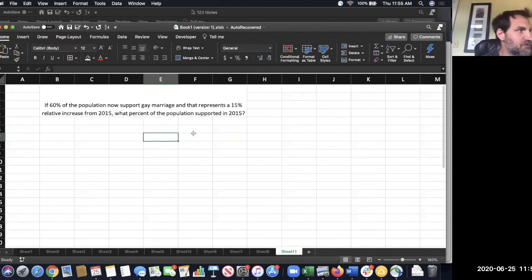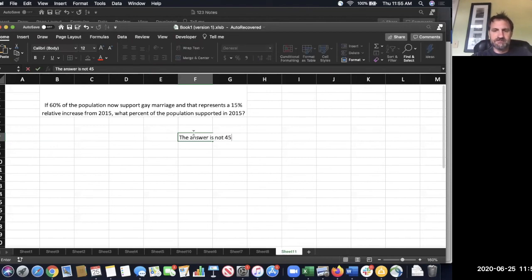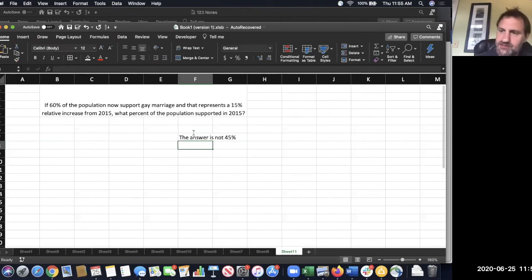The only hint I'll give you is the answer is not 45%. It's not as simple as just subtracting 15% from 60%. And that's what the word relative is supposed to indicate here, that relative to where it was in 2015, it went up 15%. And that's different than saying it went up 15 percentage points.